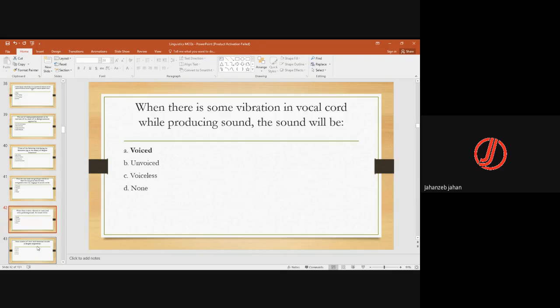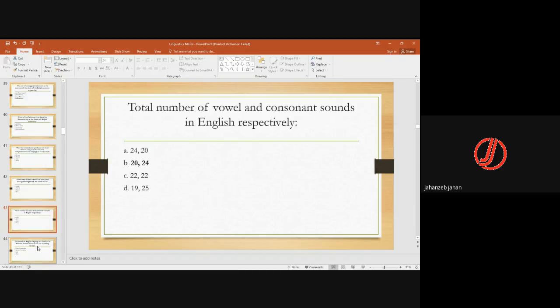When there's some vibration in vocal cord while producing sound, the sound will be voiced. कि जब impeded sound होगी, रुकावट होगी, तो फिर vibration पैदा होगी. ऐसी sounds को voiced sounds कहते हैं. The total number of vowels and consonant sounds, so 20 or 24, in total 44.